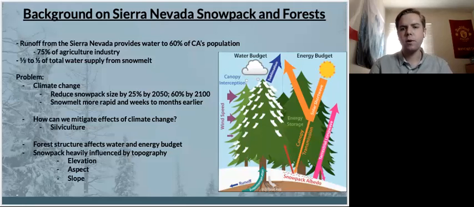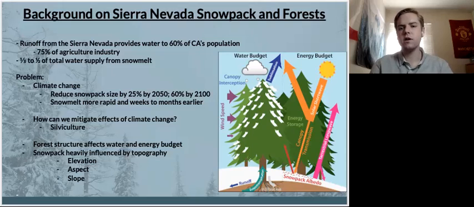Runoff from the Sierras provides water to 60% of California's population and 75% of all the crops and livestock grown in the state. And it's estimated that a third to one half of California's total water supply is from meltwater. So the snowpack is vital to the water supply and acts as an enormous frozen reservoir that provides water throughout the year as it melts.